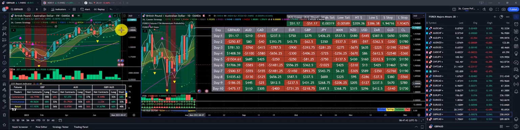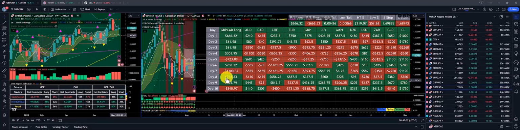British pound, Aussie dollar, price action above the dragon on the weekly and the daily, and some crowding out on the long side for the British pound, Aussie dollar. British pound, Canadian dollar, we have price action above the dragon both on the weekly and the daily, and some significant crowding out on the long side for British pound, Canadian dollar.